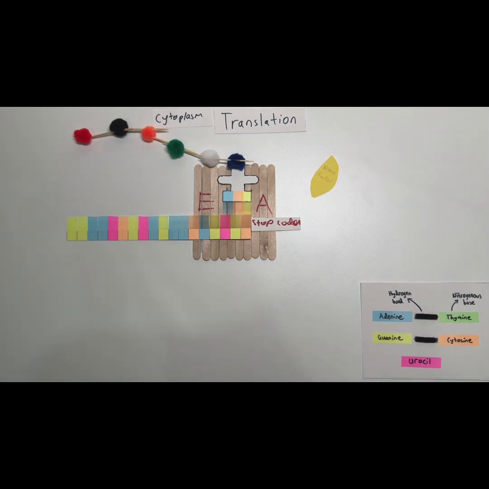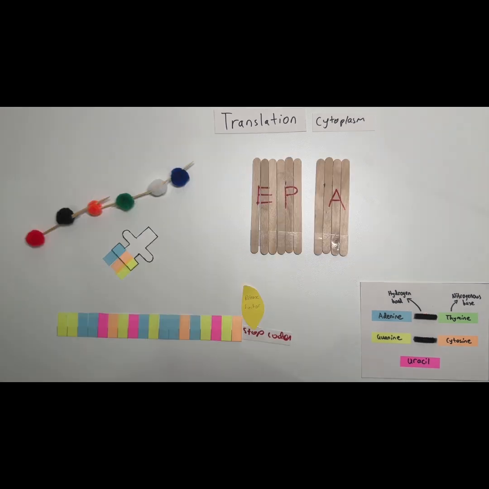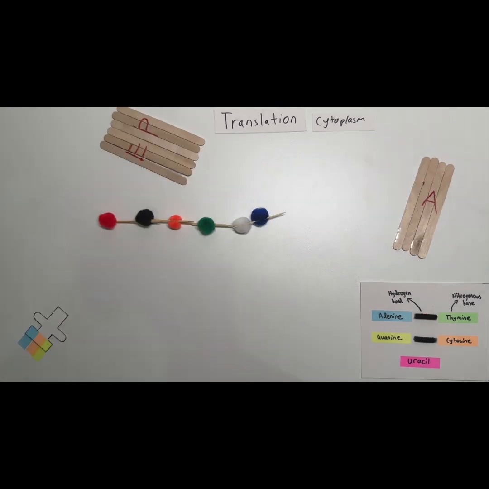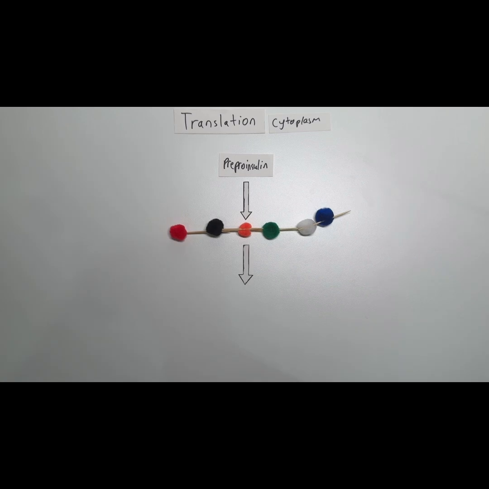A protein called a release factor binds to the stop codon in the A site, catalyzing the cleavage between the polypeptide chain and the tRNA. Finally, the polypeptide chain is released from the ribosome, and the ribosome dissociates into subunits, ready for a new translation process. To note, the polypeptide chain is called preproinsulin, and it needs to undergo post-translational modification in order to become mature insulin.